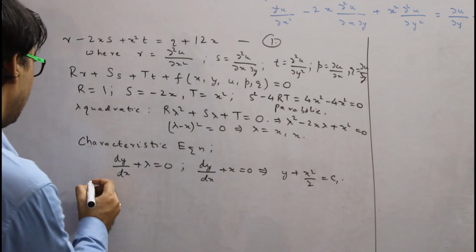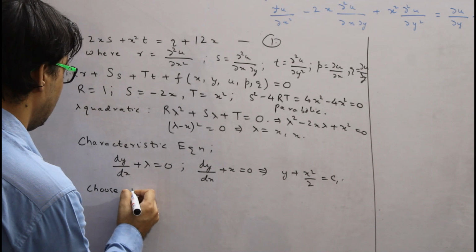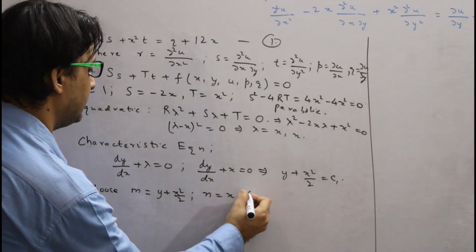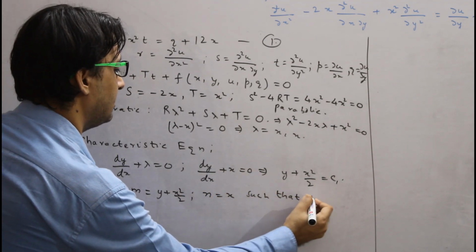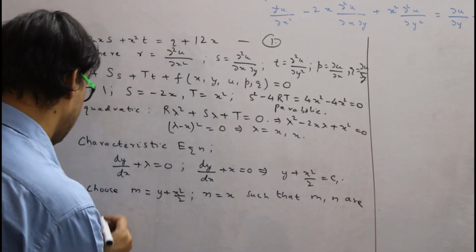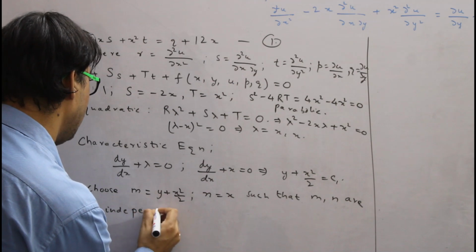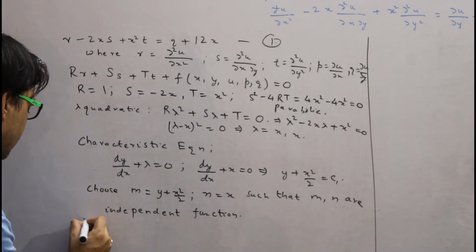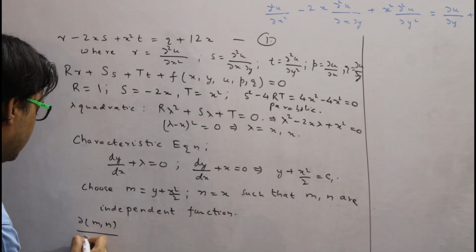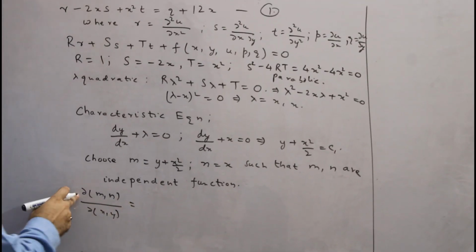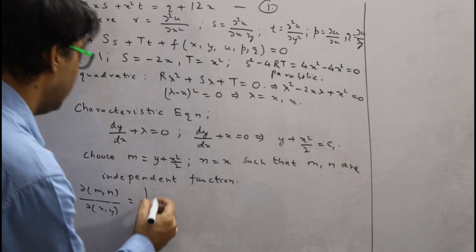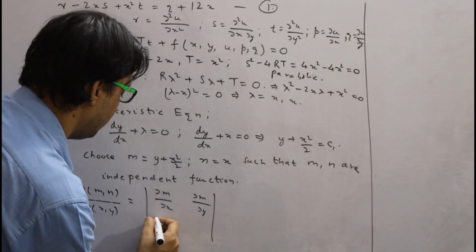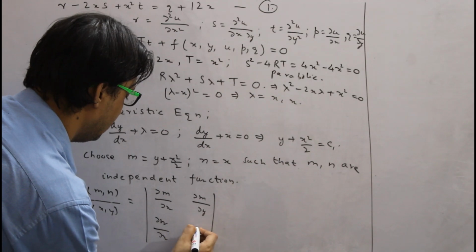Alright, now I am going to choose a function m is equal to y plus x square by 2 and n is equal to x, such that m and n are independent functions. How do we know that these are independent functions? We will take the Jacobian to verify it. So if I write this in Jacobian format, that is ∂(m,n)/∂(x,y), then we can write it in the matrix form: ∂m/∂x, ∂m/∂y, ∂n/∂x, ∂n/∂y.